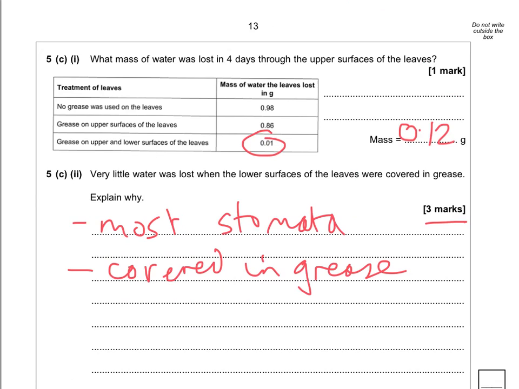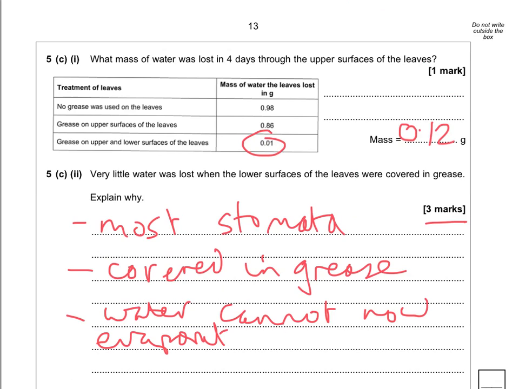So, most stomata on the lower surface of a leaf. That's a fact. We've now covered them in grease, and so water cannot now evaporate from them, or there can be no evaporation or transpiration from the stomata. Okay, so again, most stomata on the lower surface of the leaf, they're now coated in grease, so water cannot evaporate from the stomata. For 3 marks.